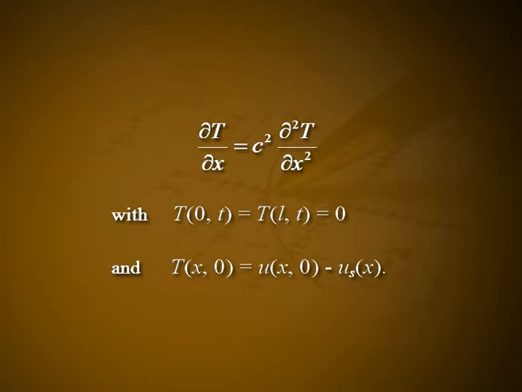us(x) is the steady state solution of the heat equation d²us/dx² = 0, with the boundary conditions us(0) = a, us(L) = b, and T(x,t) satisfies ∂T/∂t = c² ∂²T/∂x², with T(0,t) = T(L,t) = 0 and T(x,0) = u(x,0) − us(x).